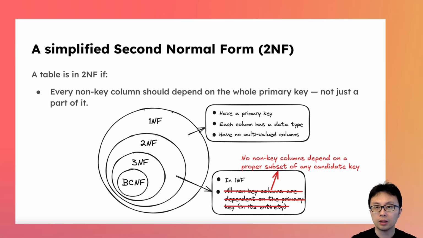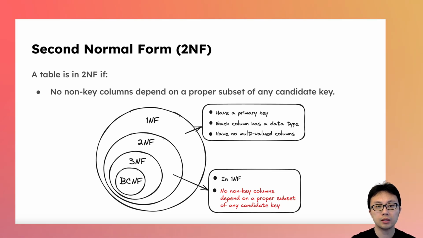Beyond the primary key, it also cares about any candidate keys in the same table. The full version of the second normal form states that no non-key columns depend on a proper subset of any candidate key. In other words, in a table that doesn't violate the full version of the second normal form, you shouldn't be able to find any non-key column that partially depends on the primary key or any other candidate keys.